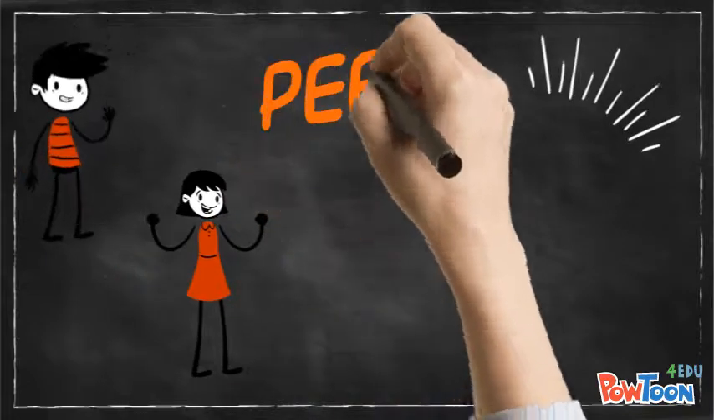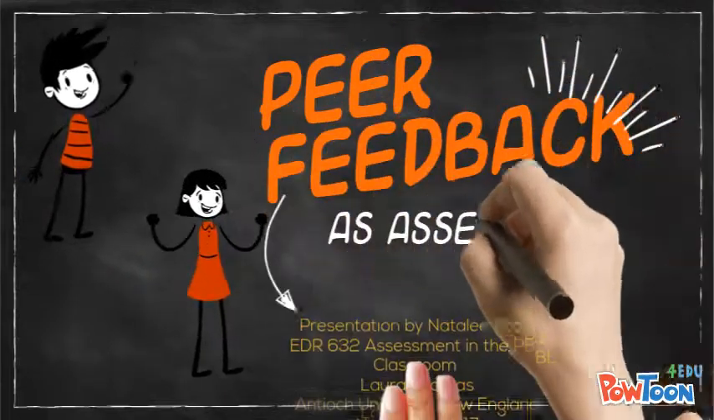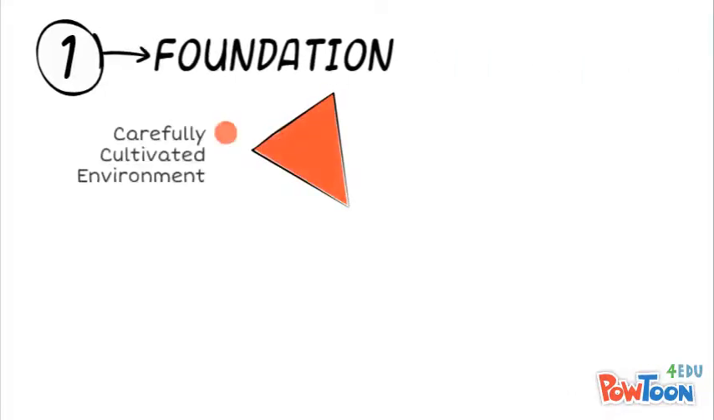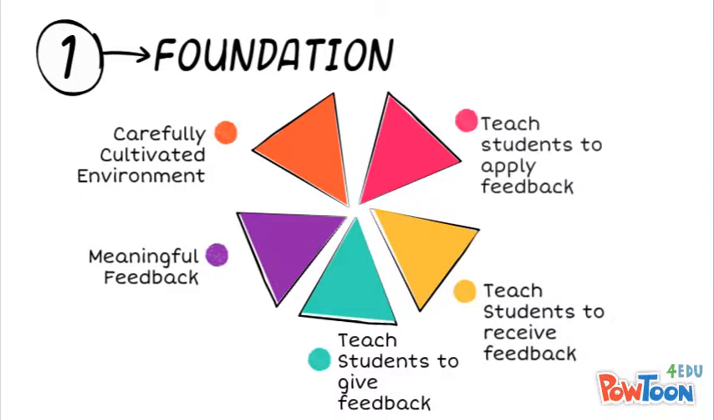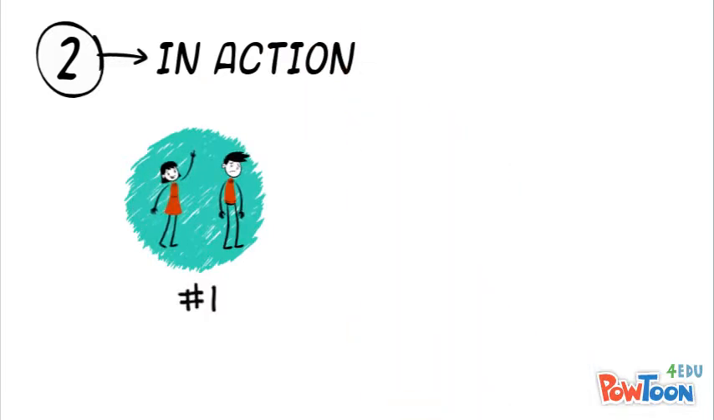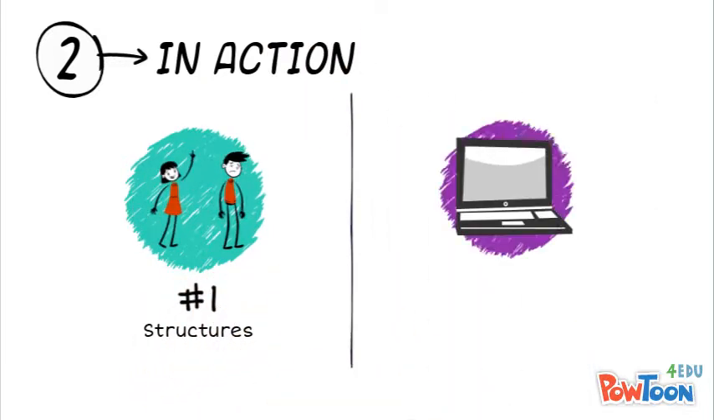When looking at peer feedback as formative assessment, we need to start with the foundation of a carefully cultivated environment, meaningful feedback, and teaching students to give, receive, and apply feedback. From there, we can move to structures and tools of peer feedback.